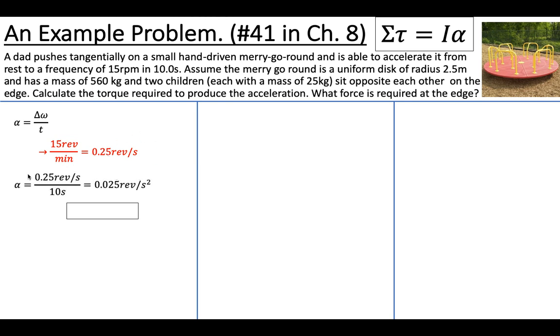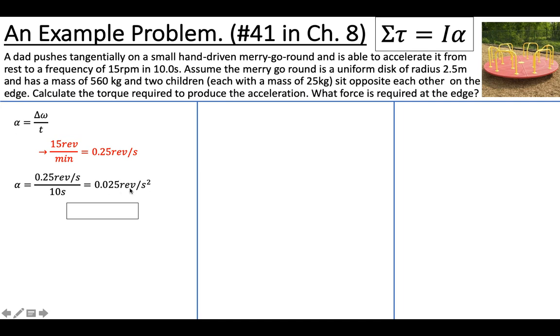Okay, so we take that 0.25 revolutions per second, and now that we've got seconds and seconds to match up, we just divide 0.25 revolutions per second by the time, which goes on the bottom. So there's 10 seconds. And what do we get? 0.025 revolutions per second squared.